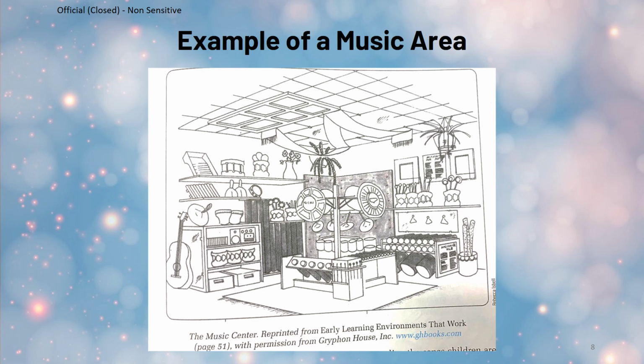So here's an example of a music area. The music center should not be located near the other learning areas, as the noise created by children in the music center may be too distracting for the other children. So if I was a child at the library center and the music area is just beside the library center, I wouldn't be able to concentrate on the book that I'm reading because the music area is just too loud.